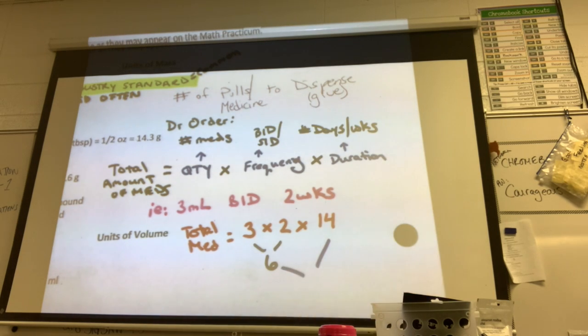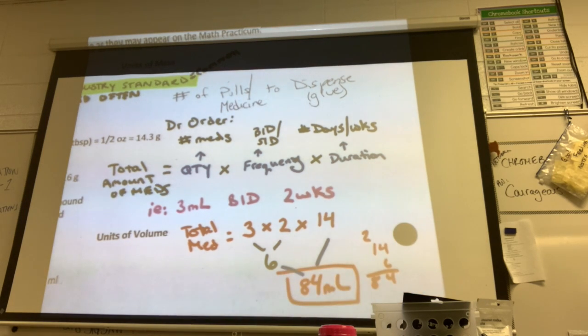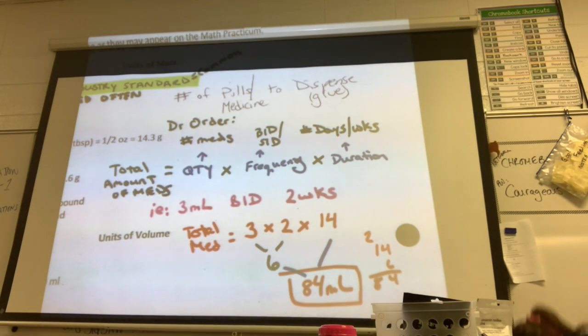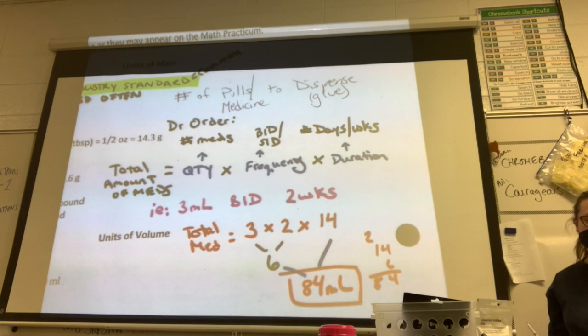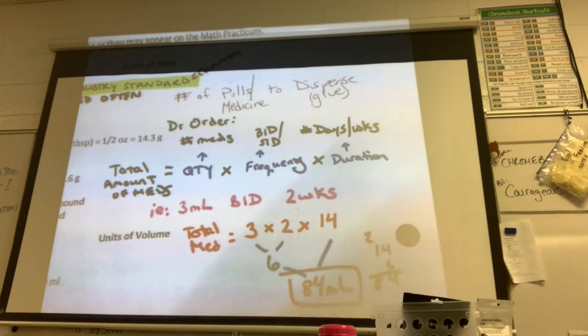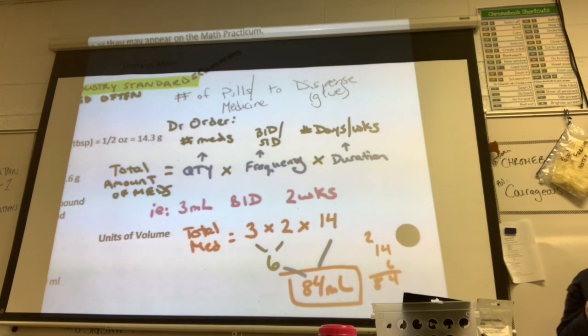All right, and then 6 and 14. So let's see, 14 times 6. Is that right? So then I have 84 mils. So then that would be the total medication, would be 84 milliliters. And I can do that with any and all things.